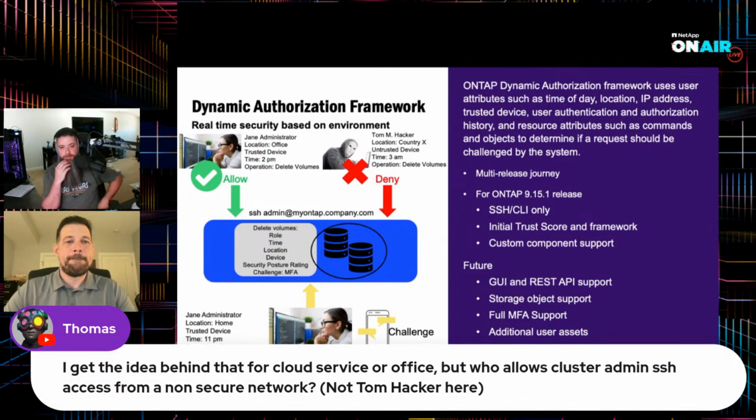Good question coming in. Another one from Thomas here from YouTube. Thank you, Thomas. Get the idea behind that for cloud service or office, but who allows cluster admin SSH access from a non-secure network? My instinctual response is to be a little snarky and say you'd be surprised at how much that's allowed. But yeah, I tend to agree with this sentiment here.